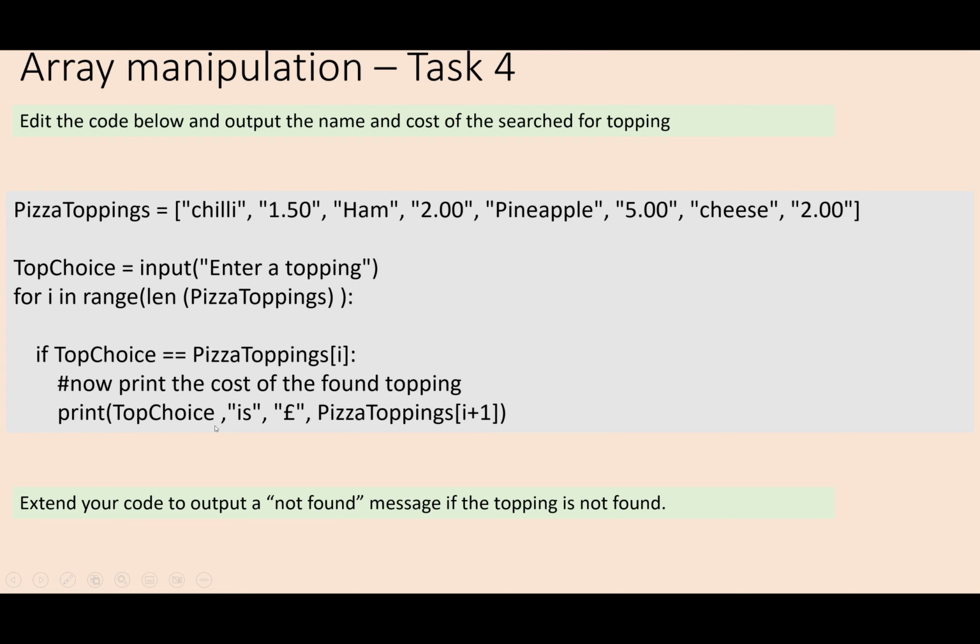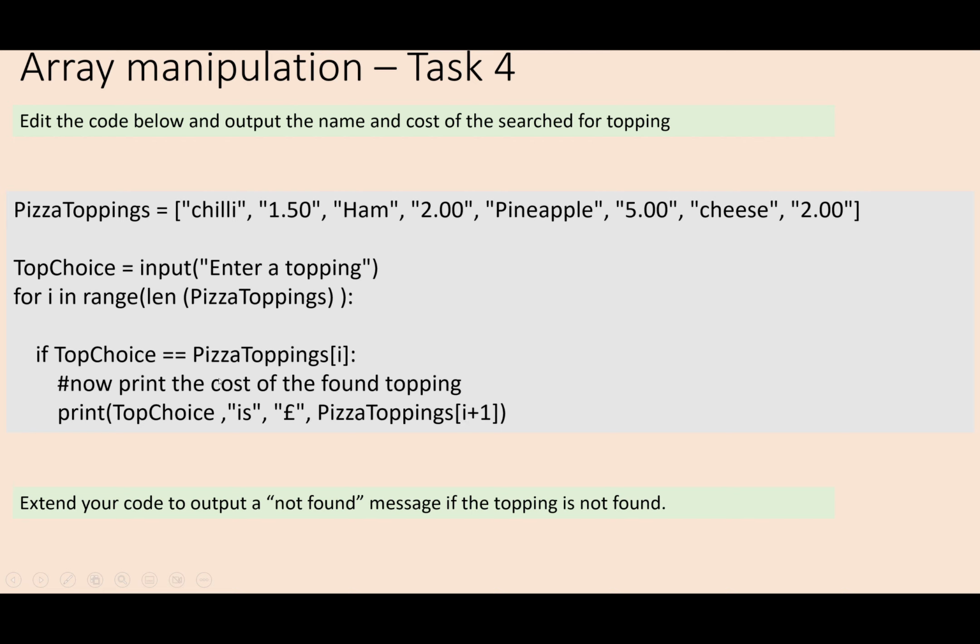Okay, so what we're looking to do is, and I've put this all on one line, you could put it on multiple lines. So the name of the topping is the topping that they typed in, so that's one way to access it. So I'm printing out top choice, so if they typed in ham, that would print ham on the screen. Then I've got some text, is, and then I've got some more text, I've got a pound sign, and then I need the cost. Now, I know that the ham is pizza topping i, so it would be 0, 1, 2, so i is going to be 2 at this point, if these are a match. I know that the cost is the next element, so it would be 2 + 1, but in our code we're accessing the array using i, so i + 1, so basically that will print the next element.